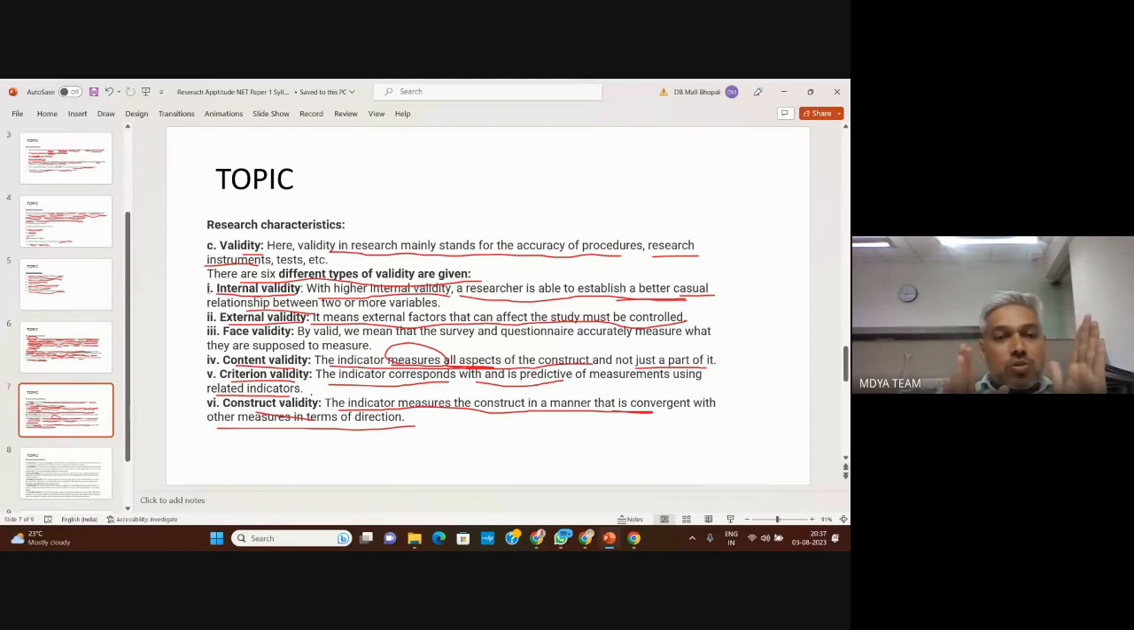According to the UGC NET, the questions will come from these definitions, that is, what is internal validity, external validity. So they can ask you which external factors that can affect the study must be controlled, and they will give you the option external validity and all. So just read it, understand it. We'll give you examples later.